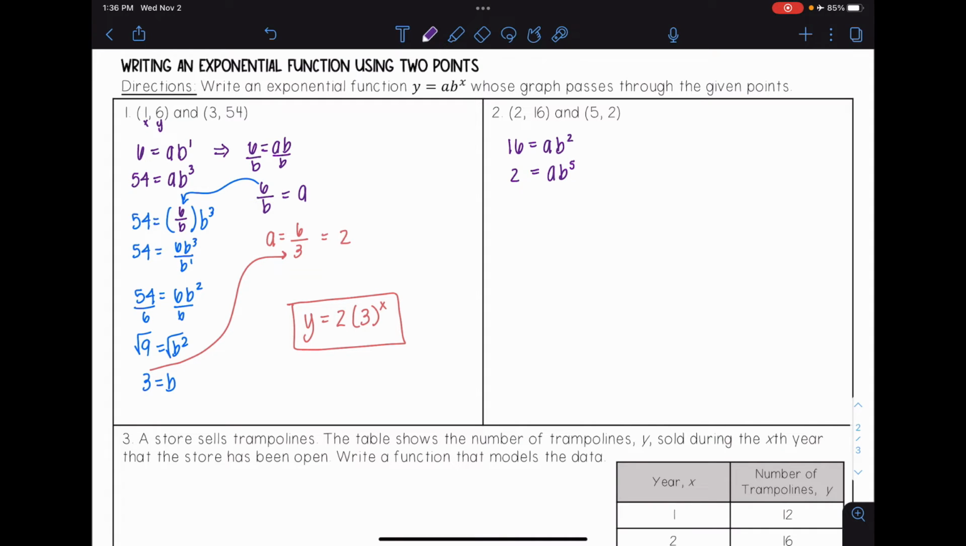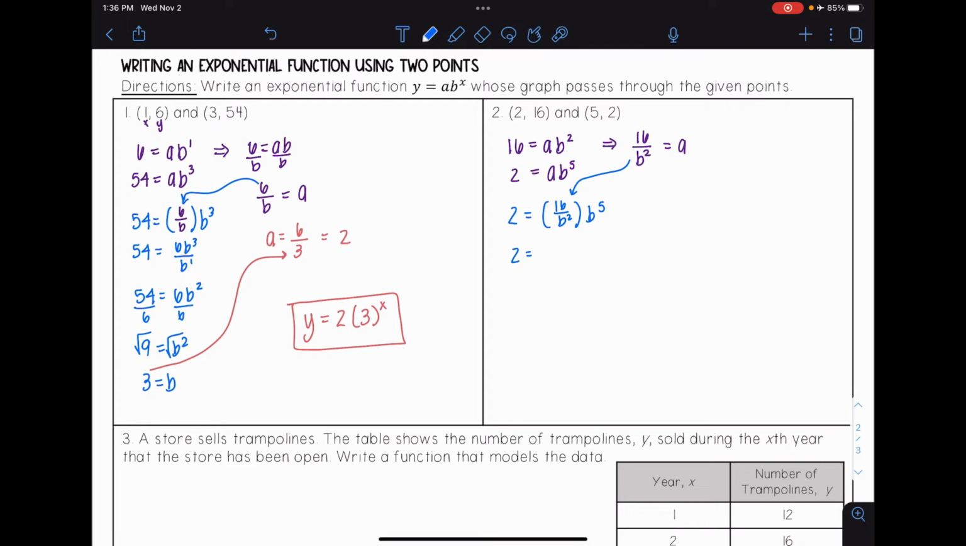Now I need to solve one of these for a. I like to always go with the top one because that has a smaller exponent on my b. Solving that top one for a, I just need to divide by b squared, so I get 16 over b squared is equal to a. Now I'm going to substitute that into my second equation. So I get that 2 is equal to 16 over b squared times b to the 5th.